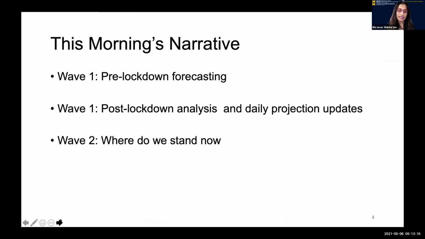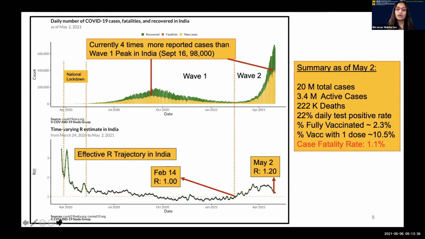Since we have been engaged in this work for nearly 400 days now, I want to structure today's narrative into 2 halves. I'll first talk about wave 1 and pre and post lockdown phase, followed by a discussion of wave 2 and where we actually stand now. So before I begin, I have to define wave 1 and wave 2. So let me give you a snapshot of what happened in India.